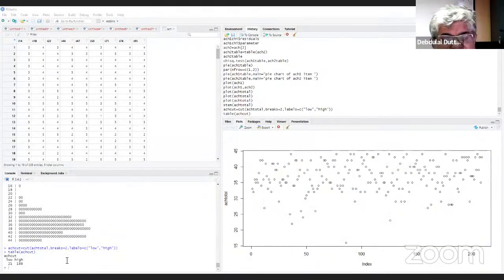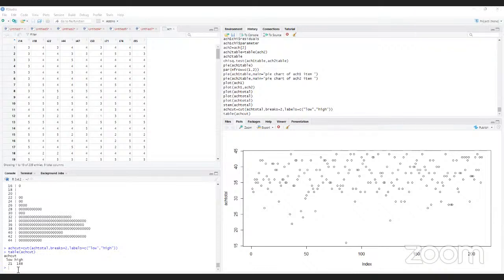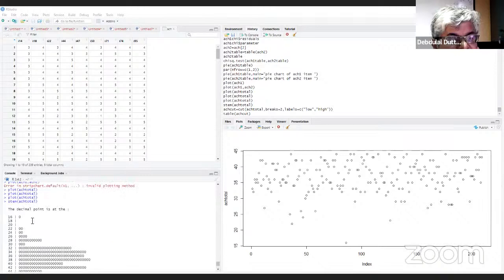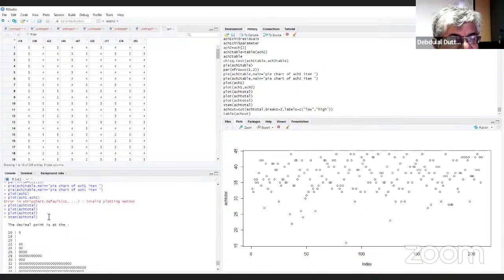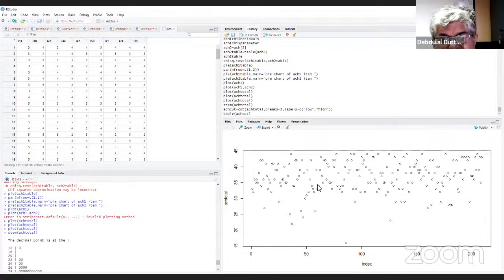Is it visible to all of you? Hello. Yes, sir, visible. Okay, so this is the stem-and-leaf plot. I'm just writing the stem H total. This is the categorization of the total data, low group and high group. And this is the plot of the data, that is the distribution of the data.